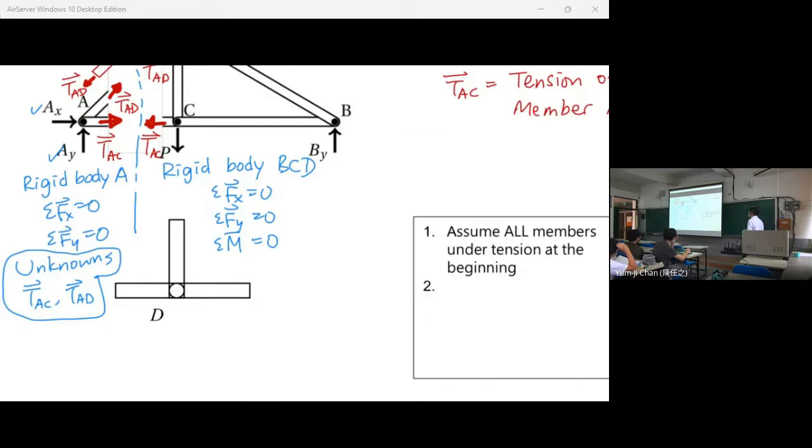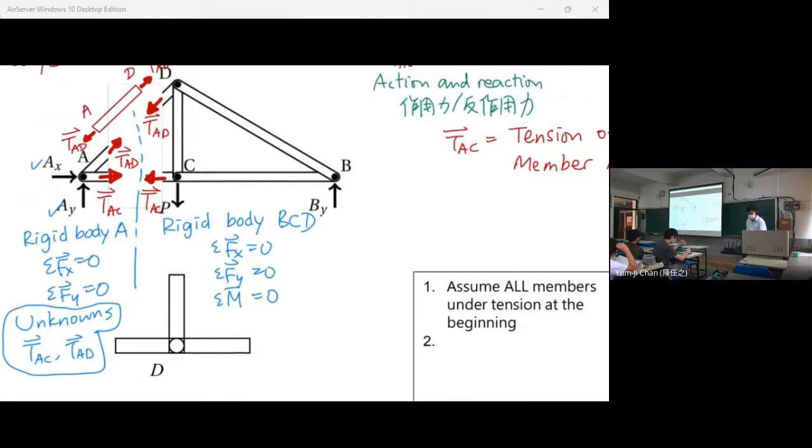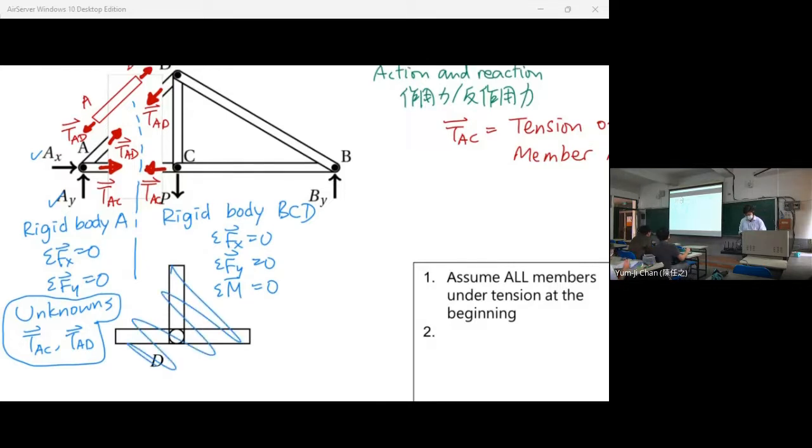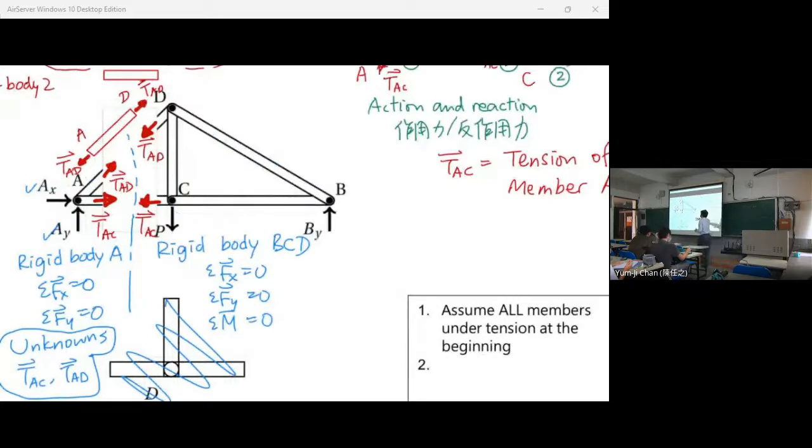So from here we can determine the forces TAC and TAD by removing rod AC and rod AD. Of course, we can do this again and again. We can take out CD and we can take out DB and get all the forces.